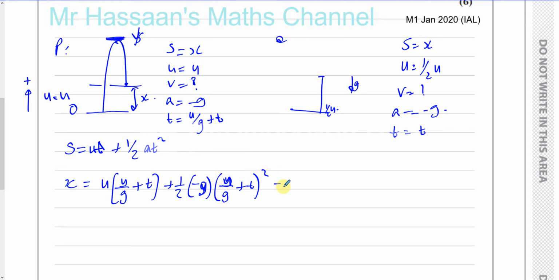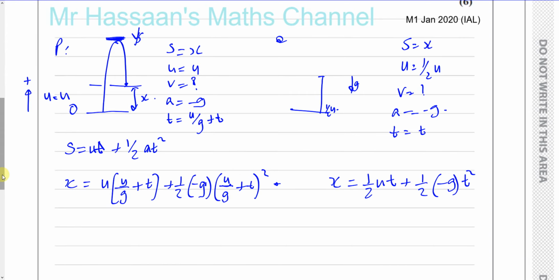For Q, you got X, S equals UT, so U is a half U, so you have a half U times T plus a half times A, which is minus G, times T squared. Okay, it looks less complicated. But these two are equal to each other because they have the same displacement. They have the same displacement at the time T that we're looking for. We're looking for the time at which they are the same distance from O, because that's when they collide. We're looking for the time it took them to collide from when Q was projected. So now these two X's must be equal to each other.